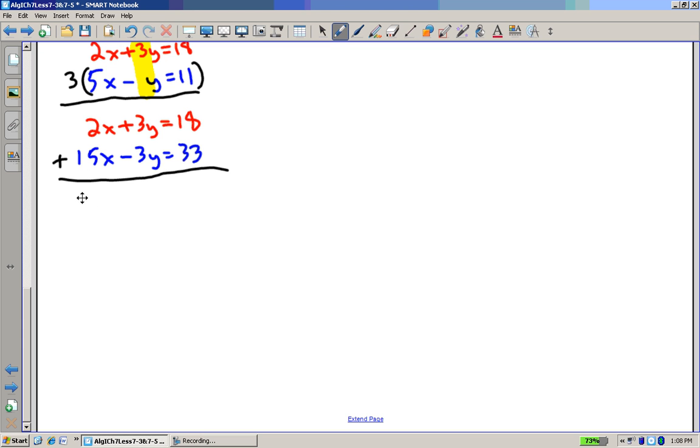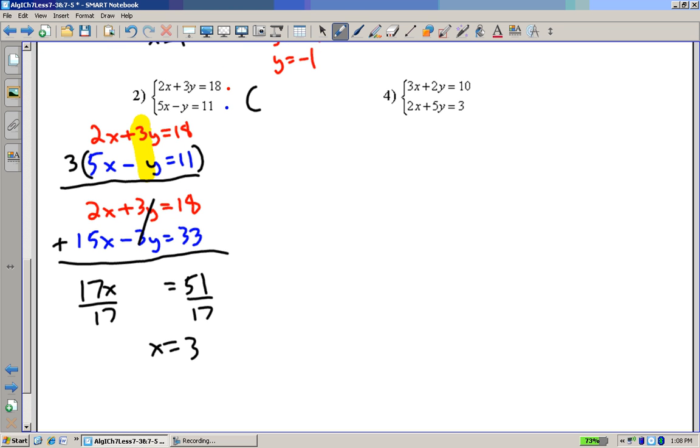2x plus 15x is 17x. 3y minus 3y is 0y. 18 plus 33 is 51. And I can simply solve this equation and see what my solution is, or at least the x-coordinate of the solution. So x equals 3. I found half of the solution. Now all I have to do is plug it back in.